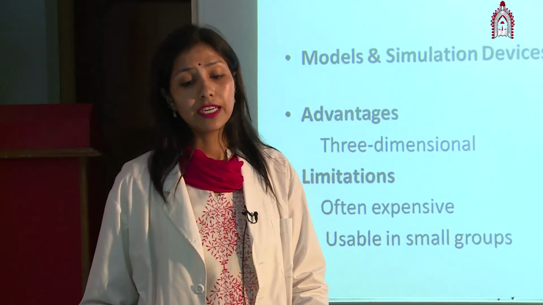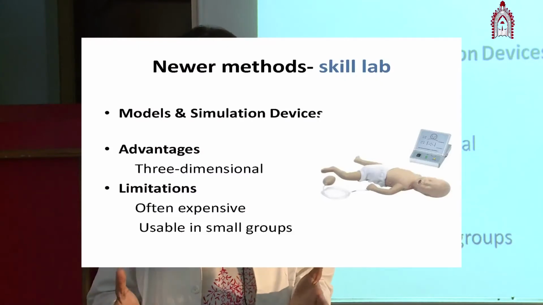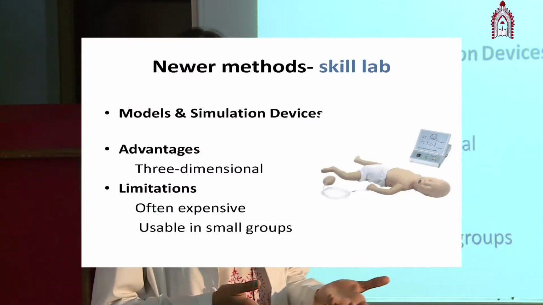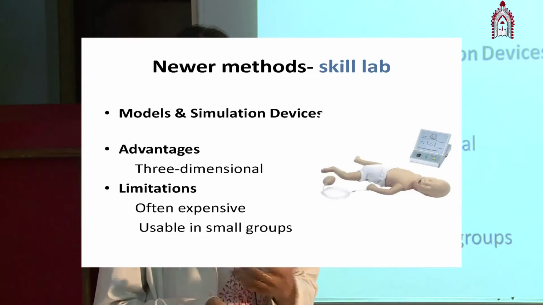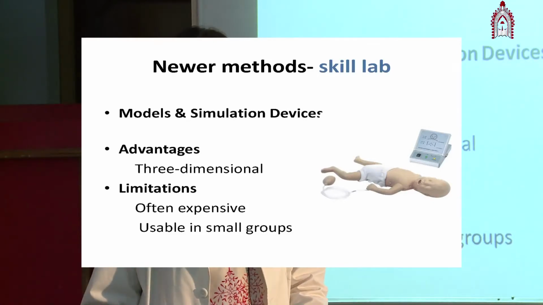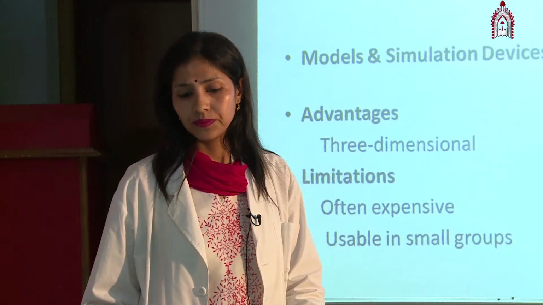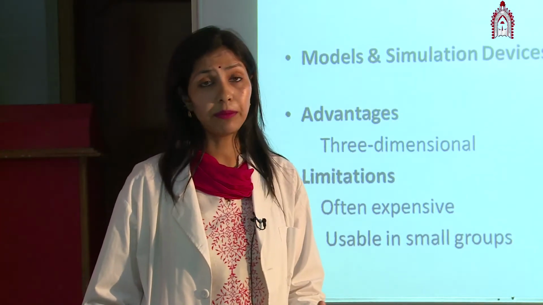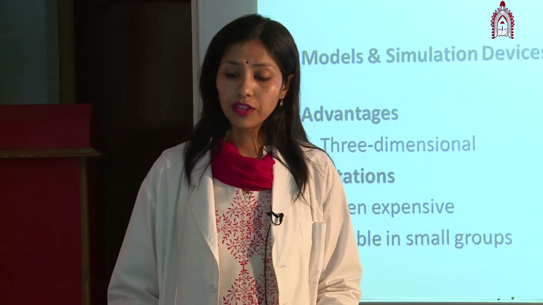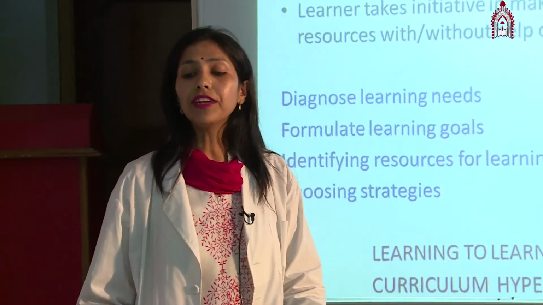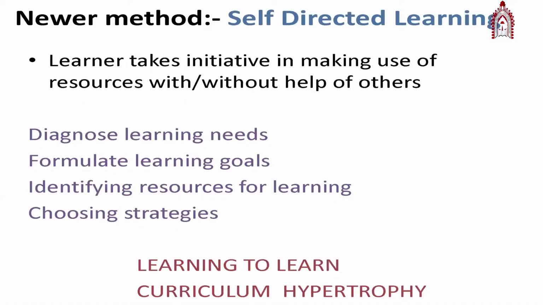Models and simulation devices can be used, and we have simulation devices. These are three-dimensional, looking almost equal to a human body. The limitation is that this is quite expensive, and it can be used only in a small group, not with a larger group. Then comes self-directed learning in newer methods. So, I have covered a newer method. First is models, and then self-directed learning.